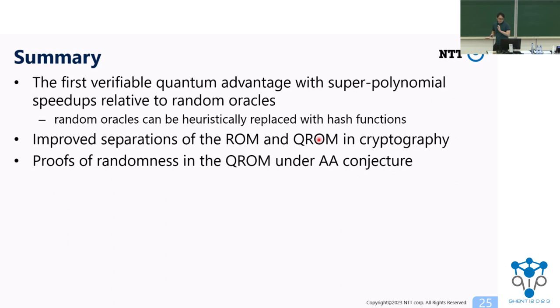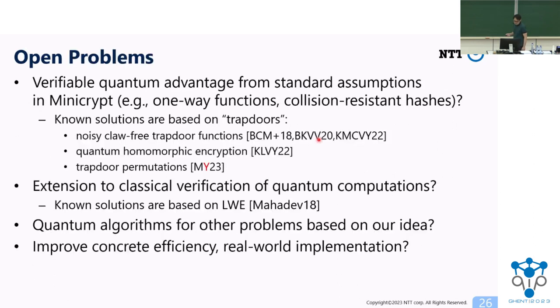And we also give the proofs of randomness in the quantum random oracle model under the Aaronson-Ambainis conjecture. And finally, I would like to mention several open problems. The first open problem is to give verifiable quantum advantage from standard assumptions in Minicrypt, which is a hypothetical world where symmetric key crypto exists, but public key crypto doesn't exist.